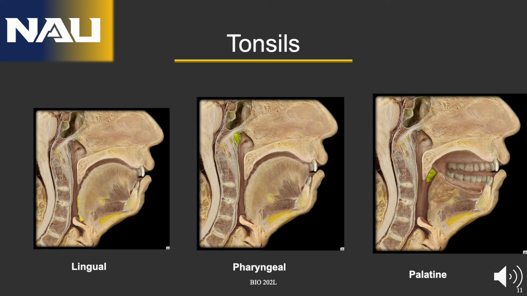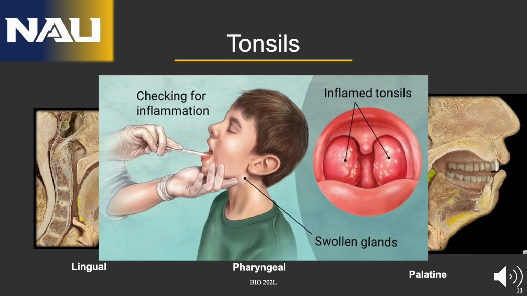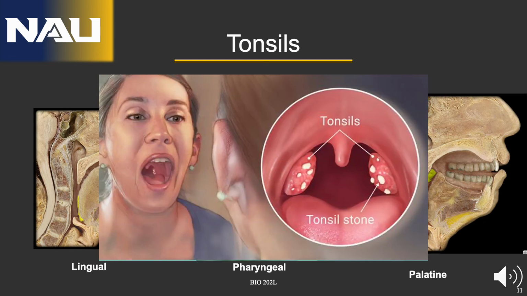Some common illnesses or pathologies that can happen are tonsillitis. This is when your tonsils get inflamed because of an infection. It can make your throat sore and swallowing painful. You might also have a fever and swollen glands on your neck, and those would be the lymph nodes. Tonsil stones are another type of pathology. These are small, hard deposits that form in the tonsils. They can cause bad breath, a sore throat, and feeling like something is stuck in your throat. They can sometimes be removed at home or by a doctor.